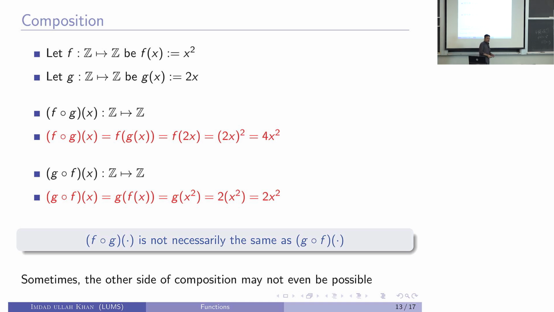In the first example we saw the other side: f composed with g was a function, but g composed with f was not even a function. That is the domain and codomain problem. Sometimes it may be possible in both directions, but they may not be equal. Okay. So, everyone knows what function composition is.